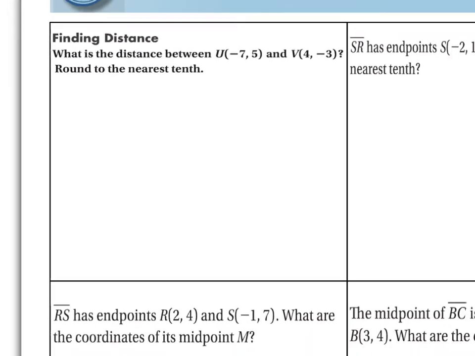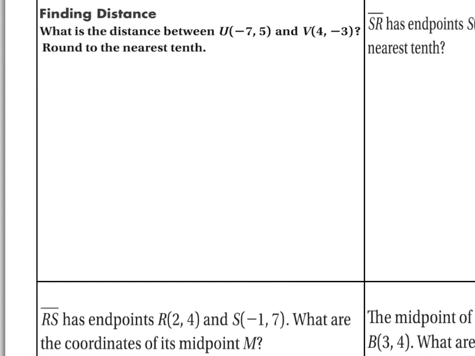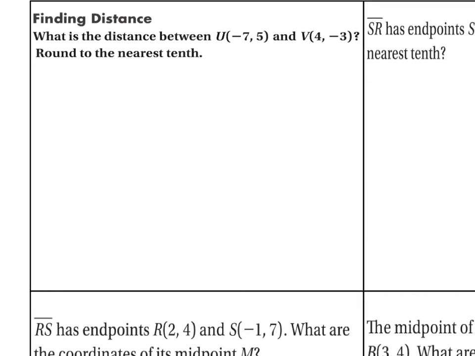Let's take a look at this first example. It says finding distance. What is the distance between U(-7, 5) and V(4, -3)? Round it to the nearest tenth. Again, the distance is the square root of (x minus x) squared plus (y minus y) squared. There's our main distance formula. So essentially, I'm going to subtract the x values and the y values.